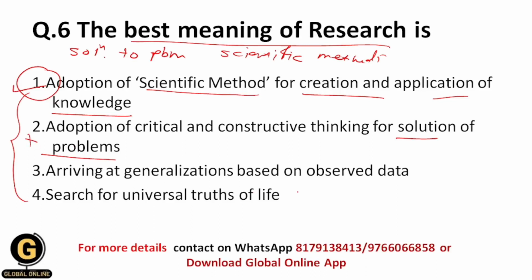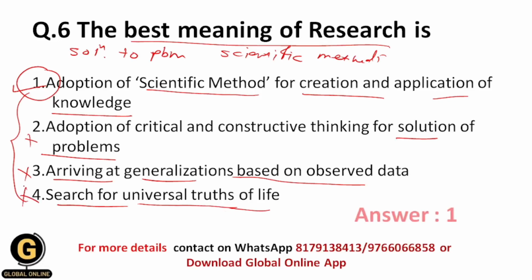Arriving at generalizations based on observed data. Not every type of research observes data and comes to generalizations. In some types of research we go through the theory, and after that we make generalizations on it. So this is also incorrect. Search for universal truths of life. In research it is not always the case that we are searching for universal truths of life. So this is also incorrect. So the correct answer is 1.